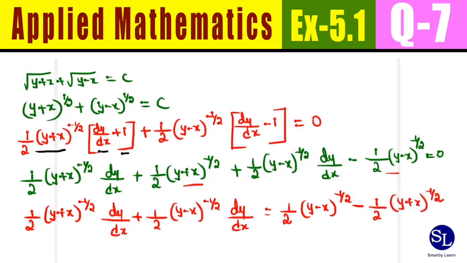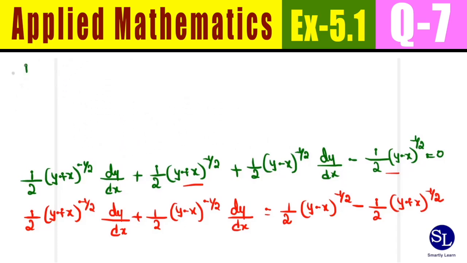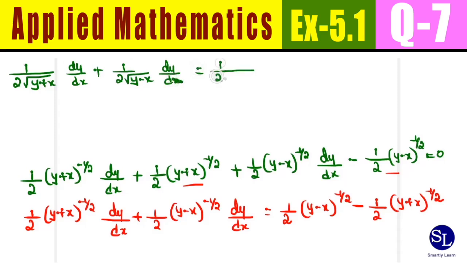Now, all the minus half terms, I'm going to bring to the denominator as roots. So let's do that as a next step. So this is 1 by 2 into root of y plus x dy by dx plus 1 by 2 into root of y minus x dy by dx is equal to half into root of y minus x minus 1 by 2 into root of y plus x.